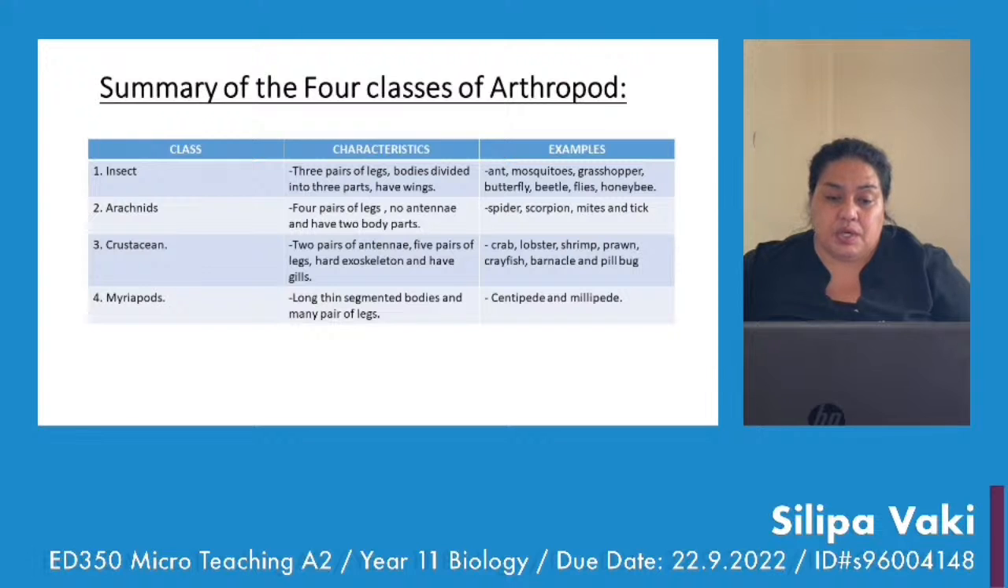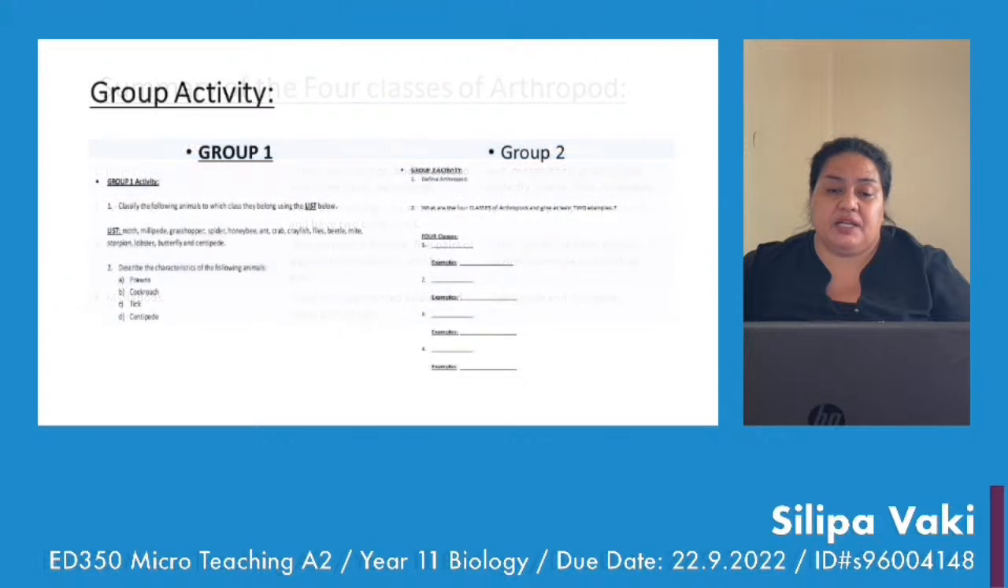this is your activity. You have to classify the following animals, using the list given, to which class they belong. And then the second question, you have to describe the characteristics of the following animals: prawns, cockroach, ticks, and centipedes. You can do this activity within 2 minutes.